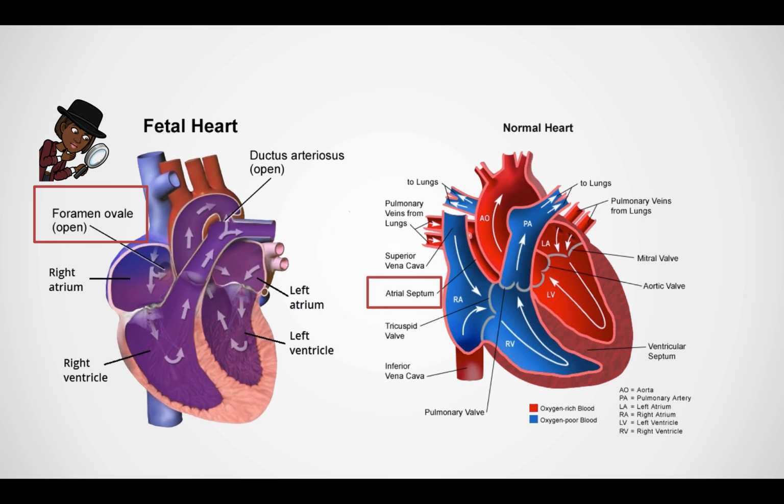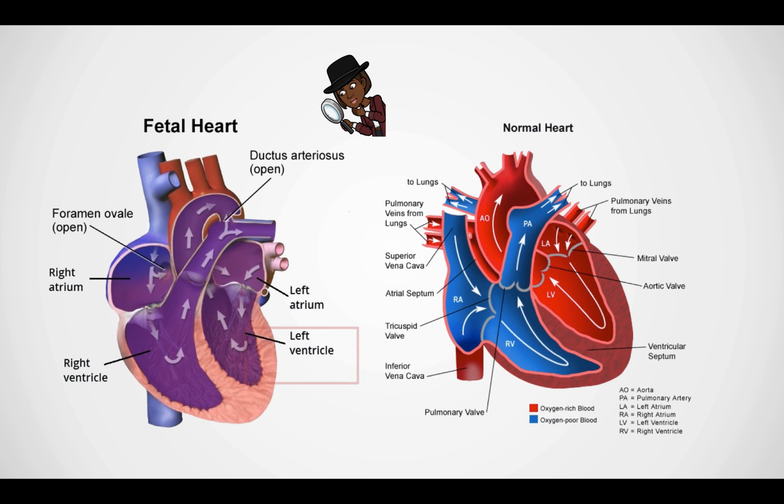Normally in an adult heart, we have an atrial septum. Also, blood returning to the heart from the fetal body contains waste and carbon dioxide as it enters the right atrium.